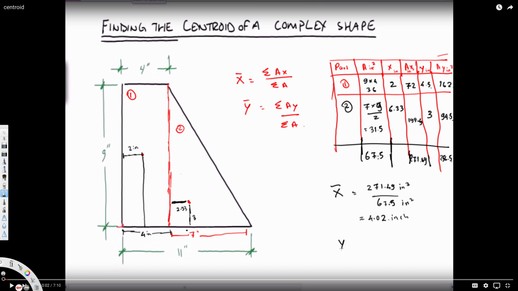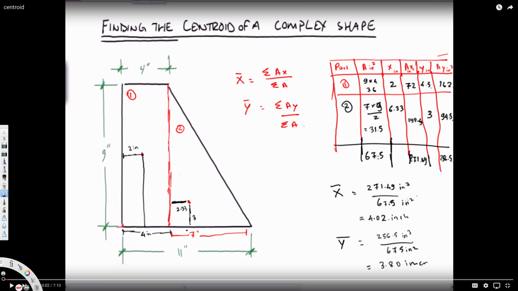And if I calculate y bar, it's going to be the same thing. In this case, sigma Ay is 256.5 inch cube over sigma A, which is 67.5 inch square, and if I divide both of them together, I will get 3.80 inch. So this is my final answer.